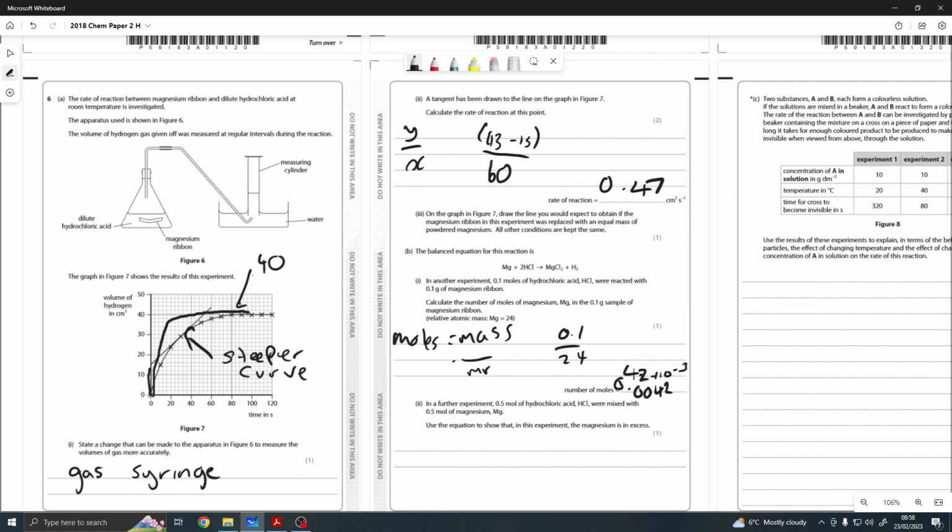Next, in a further experiment, 0.5 moles of hydrochloric acid was mixed with 0.5 moles of magnesium. Use the equation to show that magnesium is in excess. All you've got to say is that looking at our equation, 2 moles of HCl react with 1 mole of Mg, meaning you've got way too much magnesium there.